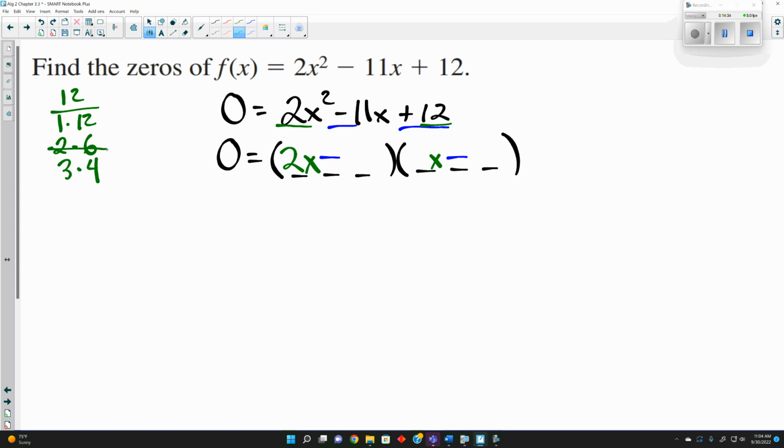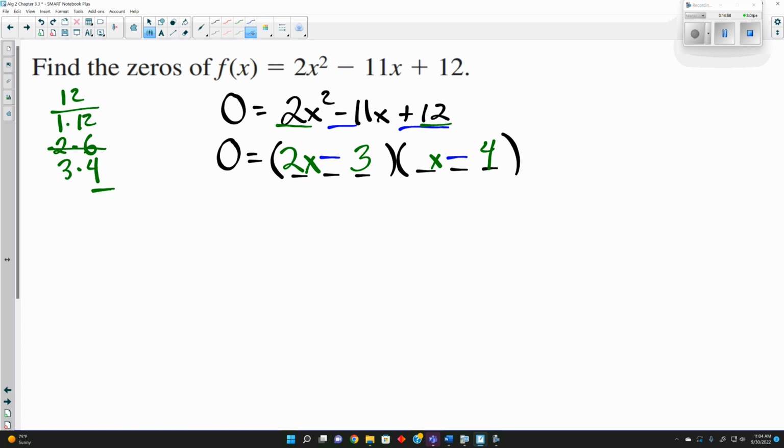If we tried 3 and 4, where can I not put 4? With the 2x, because 4 and 2x would have a common factor. Yes? What would be a common factor of 2, 11, and 12? They all go into it. And if we pull 1 out of 12, it doesn't change anything.